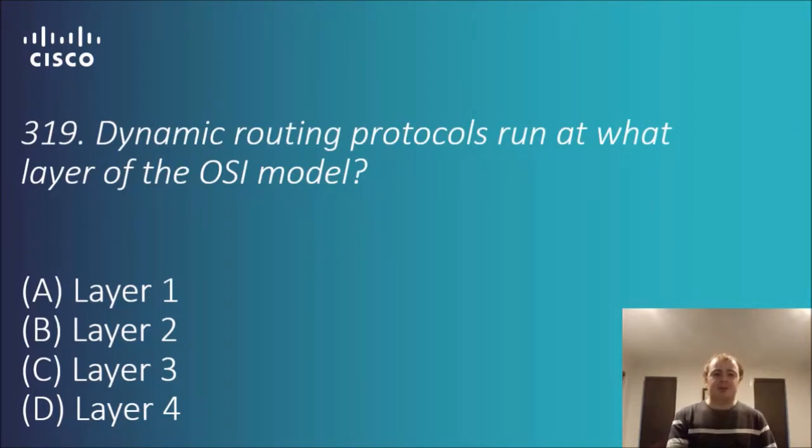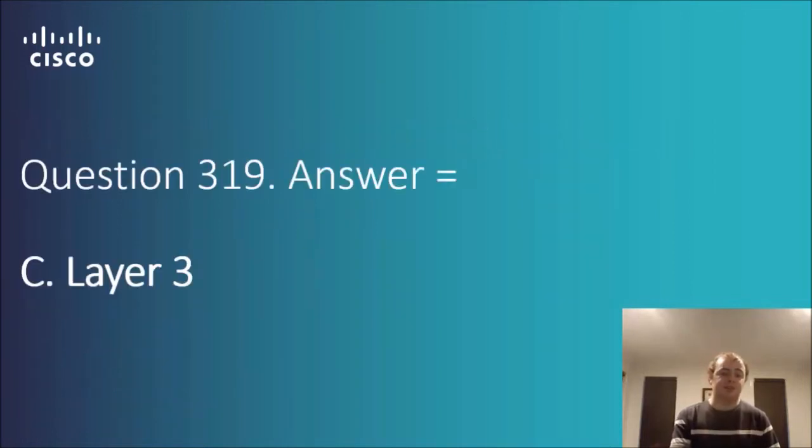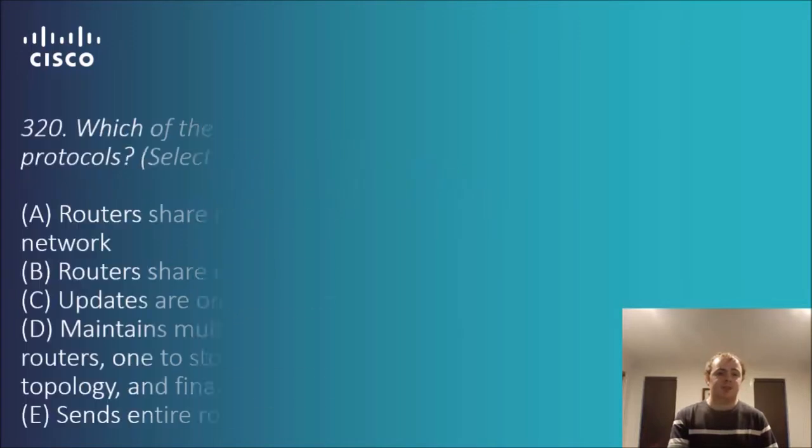319, dynamic routing protocols run at what layer of the OSI model? We've got layer 1, layer 2, layer 3, layer 4. So if we know layer 1's the physical layer, layer 2's MAC addresses, layer 3 is network, and layer 4 may be the transport layer, then due to this being a network routing protocol, it runs at layer 3, which is the answer there.